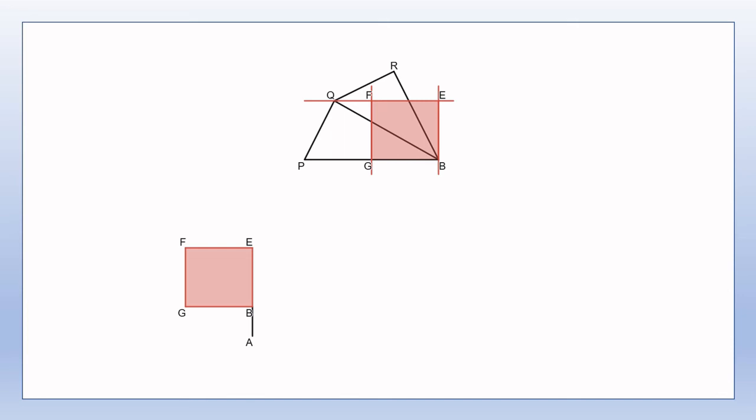Euclid gives no indication about how this placing is to be done, so we'll have to improvise a way which isn't too difficult to do. Extend the line AB sufficiently far. This can be done by postulate 2. And cut off the length BE, which is of course equal in length to the side BE of the rectangle. This can be done by proposition 3 of book 1.